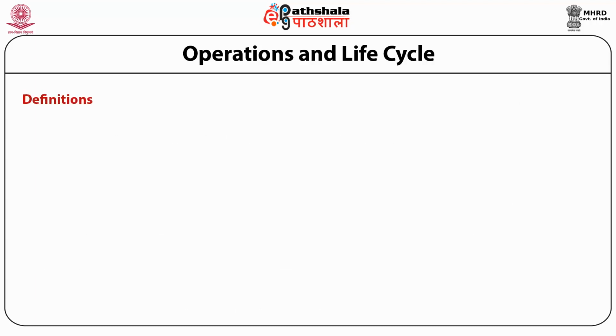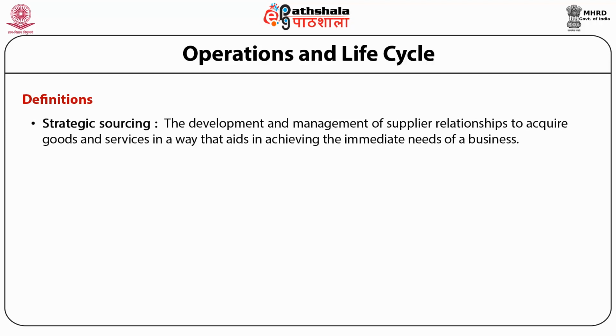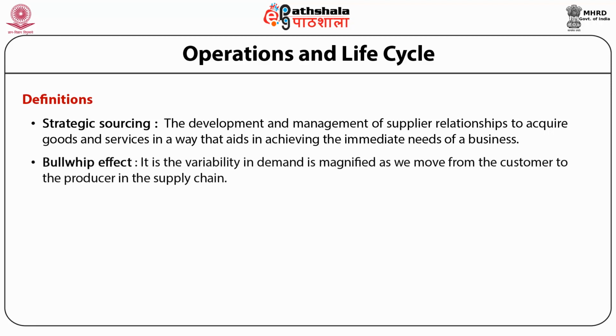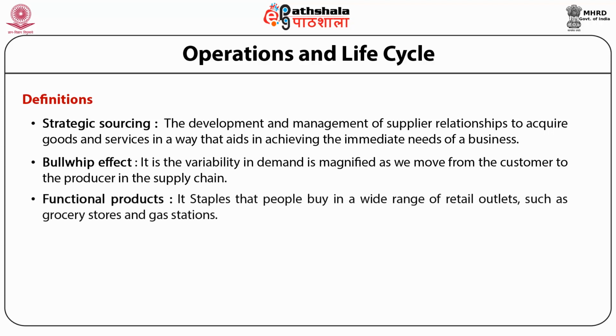We have another definition of strategic sourcing: the development and management of supplier relationship to the acquisition of goods and services in such a way that aids achieving the immediate needs of a business. Bullwhip effect can be defined as variability in demand as we move from customer to the producer in the supply chain. Let us also explore definition on functional products.